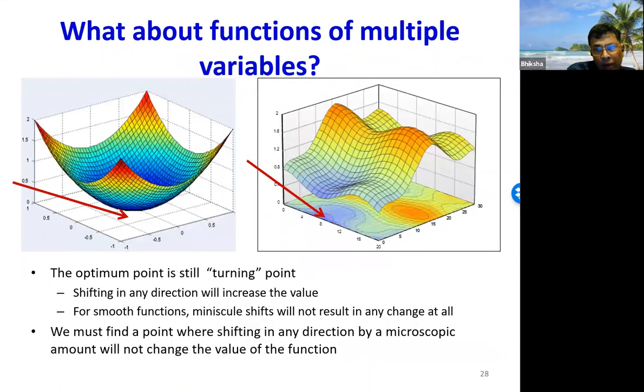Now, what about for functions of multiple variables? For functions of multiple variables, the minima are still turning points. But first, quick recap, let's see what you remember of the derivatives of multivariate functions. We just covered this. You have 30 seconds, guys.